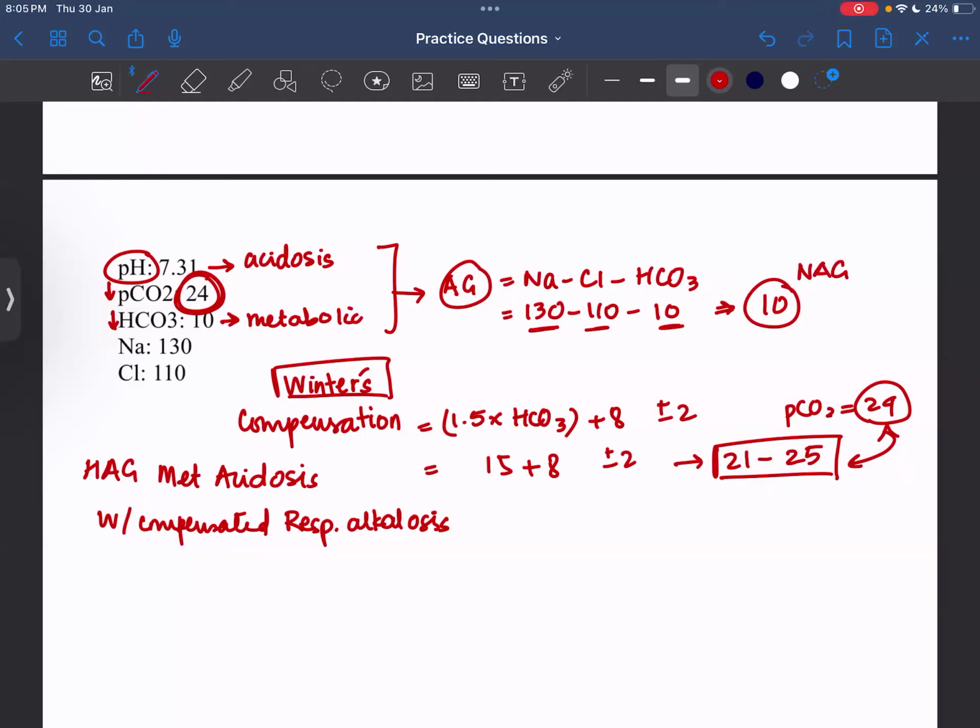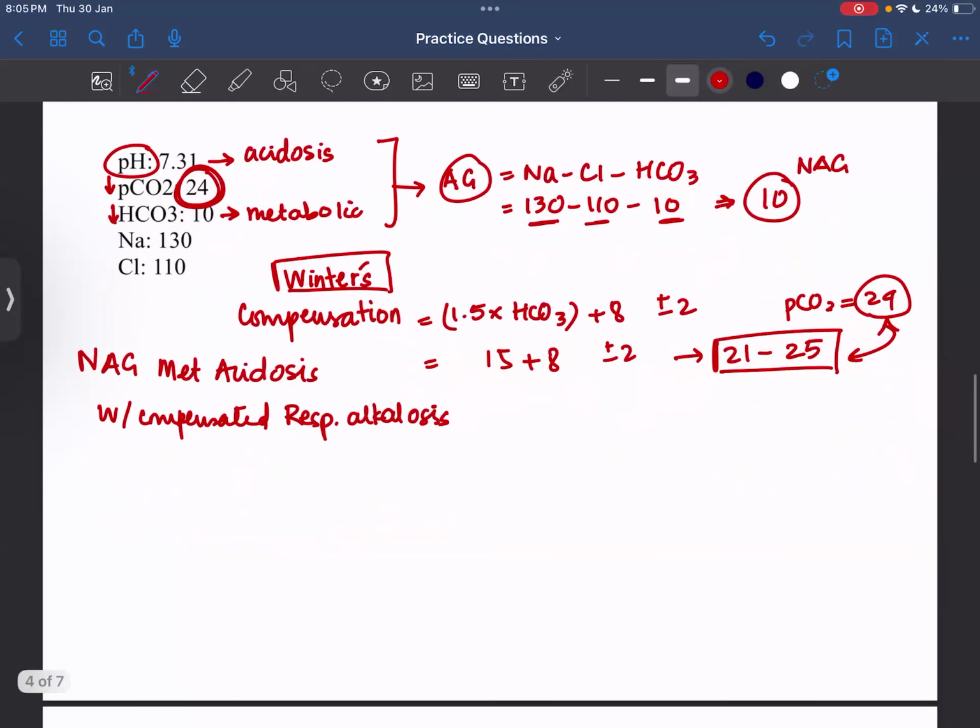So pretty much everything else in the formula has stayed exactly the same. Yes, there is still compensation, but the only difference now is that there's normal anion gap metabolic acidosis. And when you have a normal anion gap, then you would not do the delta delta. It's not necessary anymore. Yeah, and that's pretty much it for this question.